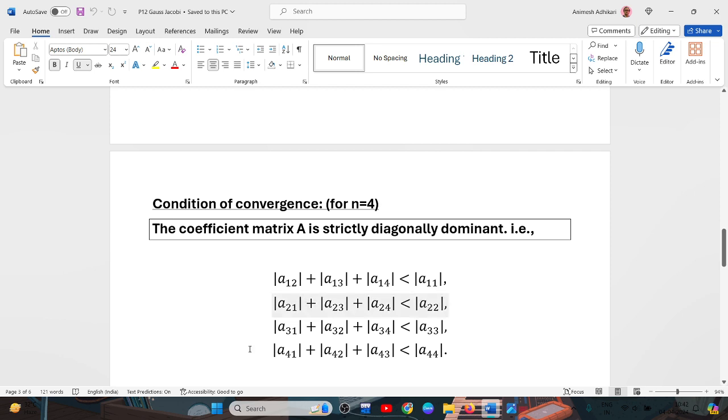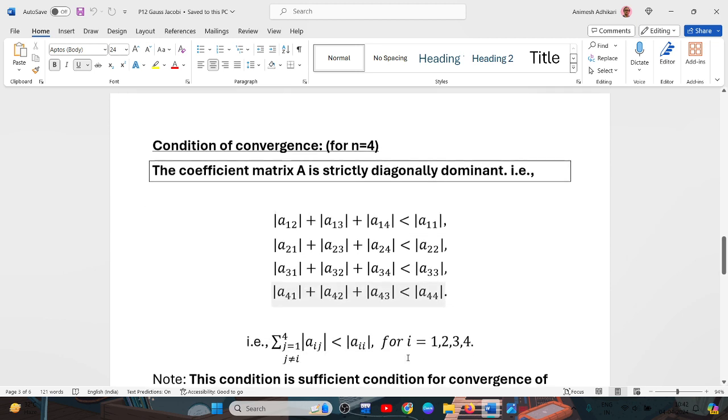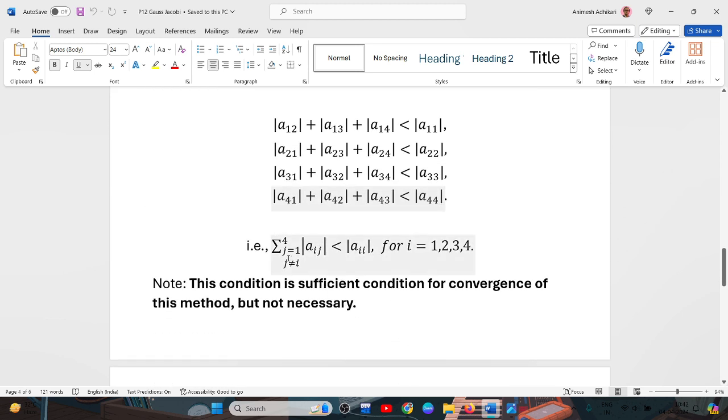From the second row it is this, from the third row, from the fourth row it is this, and compactly we can write the summation over j equal to 1 to 4, j not equal to i, of modulus of aij, less than modulus of aii for i equal to 1, 2, 3, 4.